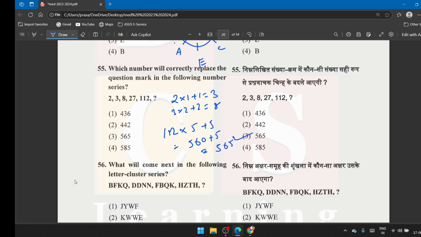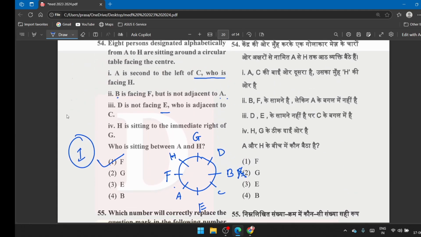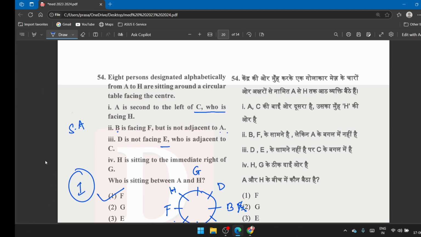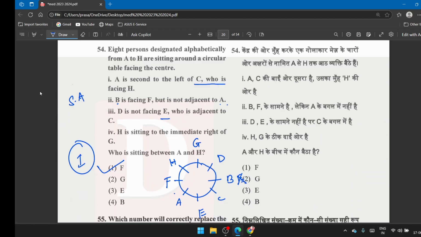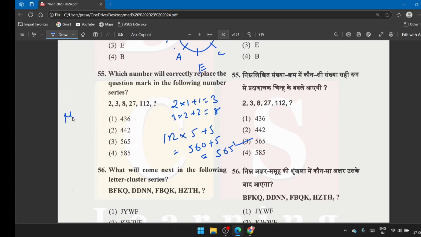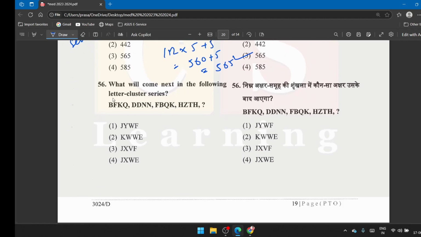Okay. ठीक है. This is a question of number series. The previous one was question of sitting arrangement. This was a question of syllogism. We all know. This is the question of syllogism. This is a question of sitting arrangement. This is a question of number series. Number series. This is a question of again letter series, letter cluster series or letter series.